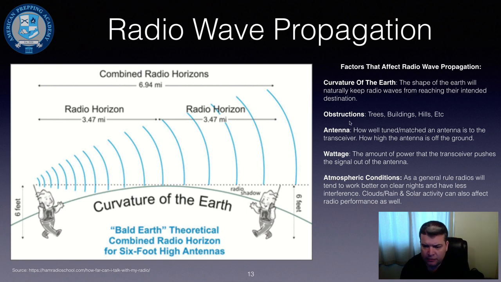Okay, so we also have obstructions: trees, buildings, hills, etc. Those kinds of things will stop radio waves and cause them to bounce and degrade. We also have the antenna, how well the antenna is tuned or matched to the transceiver, and how high the antenna is off the ground. That is important to know, so that when you're using handhelds, if you can get to high ground, it'll definitely help the range that you're going to receive.